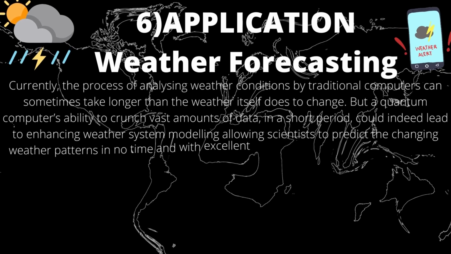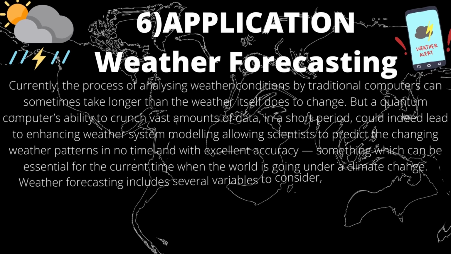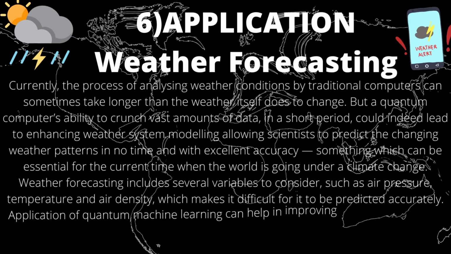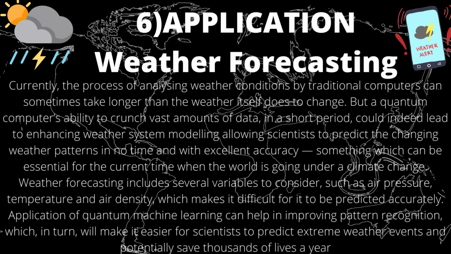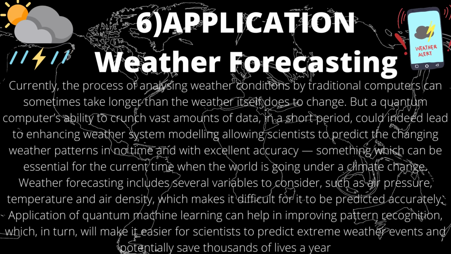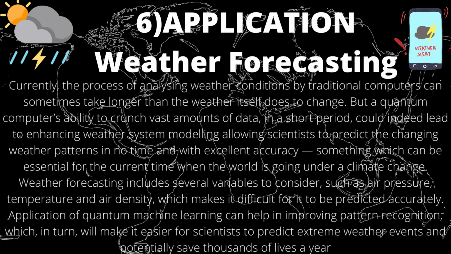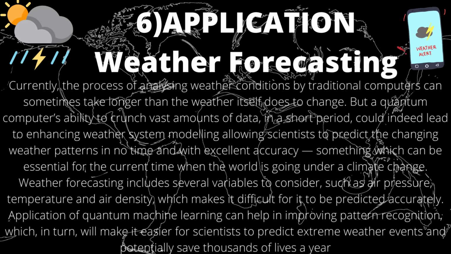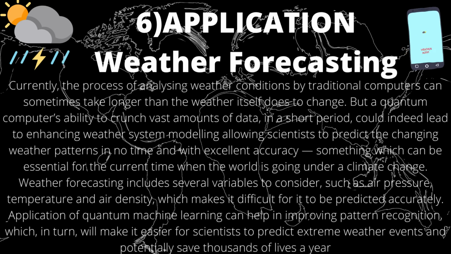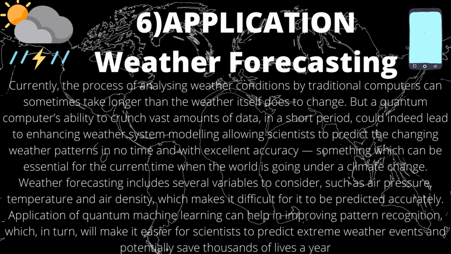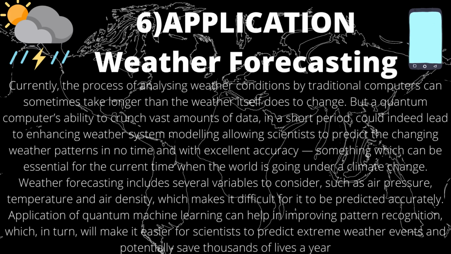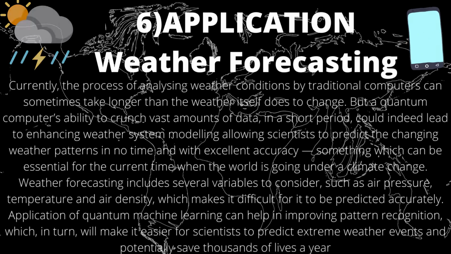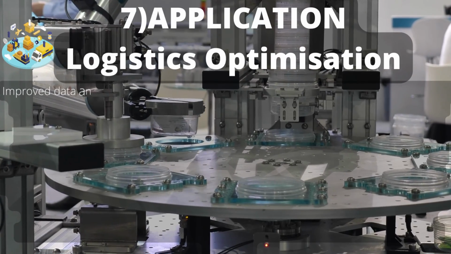The sixth application is weather forecasting. Currently, the process of analyzing weather conditions by conventional computers can sometimes take longer than the weather itself. Weather forecasting includes several variables to consider, such as air pressure, temperature, and air density. The application of quantum machine learning can help in improving pattern recognition, which in turn will make it easier for scientists to predict extreme weather events and potentially save thousands of lives a year.